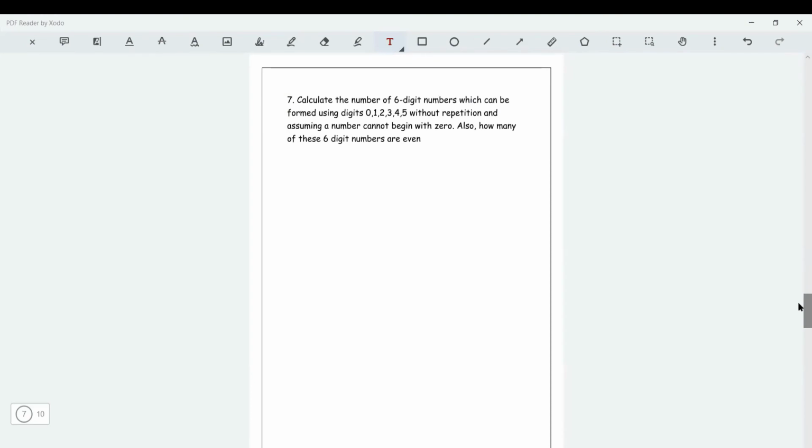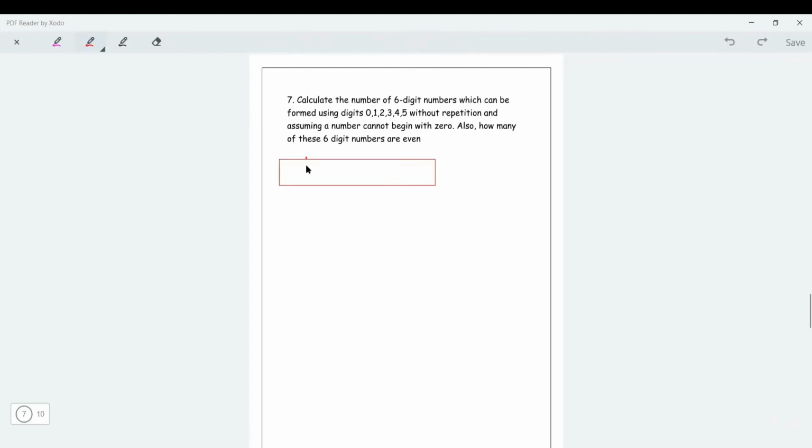And it says, calculate the number of 6-digit numbers which can be formed using the digits 0 through to 5 without repetition, assuming that a number cannot begin with 0. So, first thing is, we're going to draw our boxes. I want to choose a 6-digit number. This is how I like to do it. I like to break it up, 1, 2, 3, 4, 5, 6. That's 6 boxes, for a 6-digit number. And let's look at the possibilities.